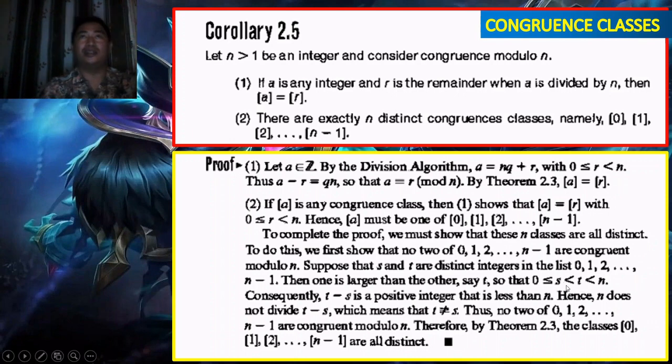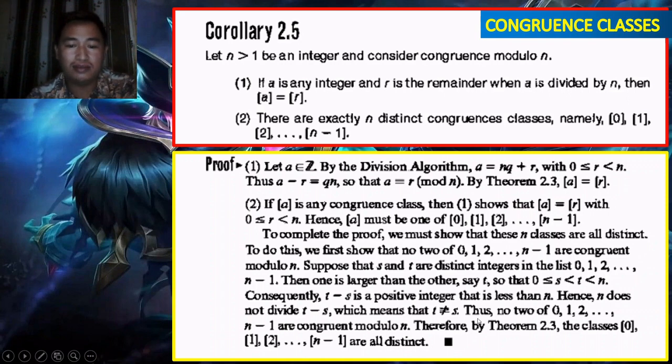So consider 0, 1, 2, 3, 4. For example, if n is 5, 5 does not divide any of 1, 2, 3, 4, right, it does not. Okay. Hence n does not divide t minus s. Which means that t is not equal to s. So, s is not equal to t.